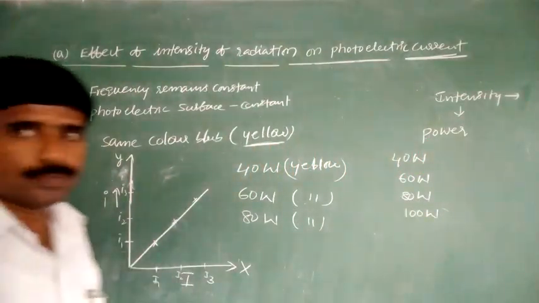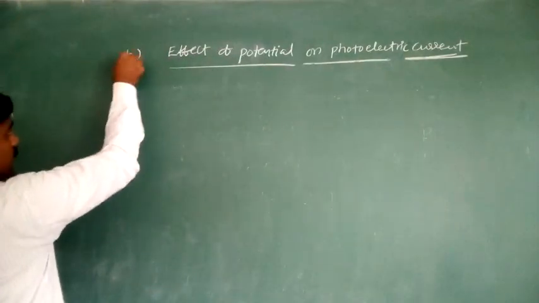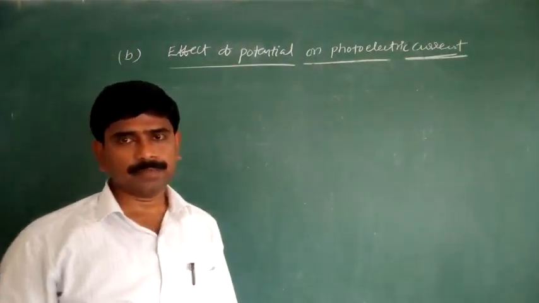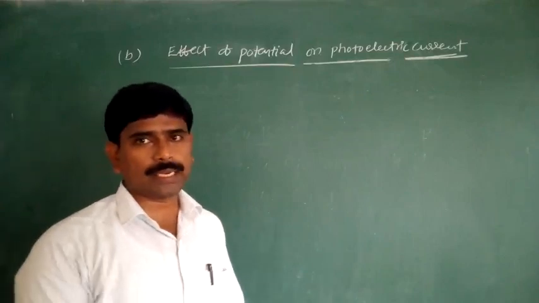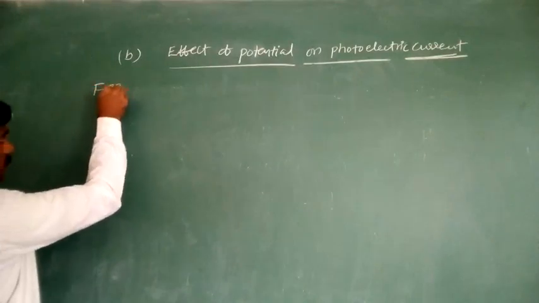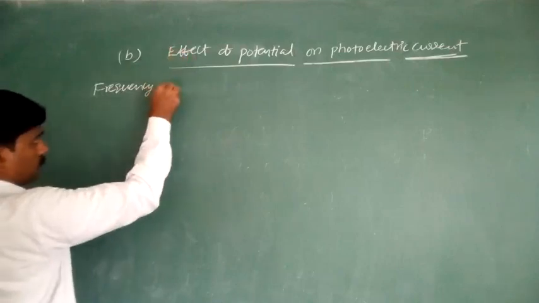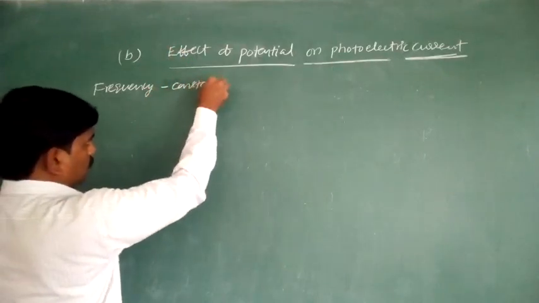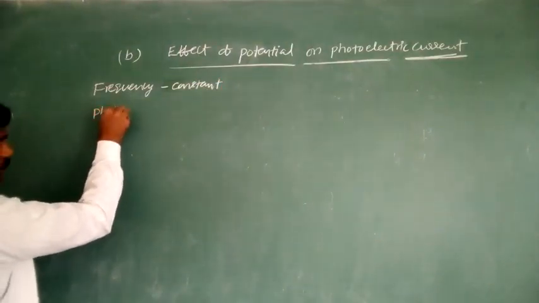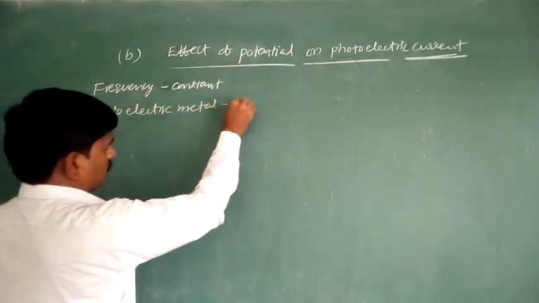Next, the second one: the effect of potential on photoelectric current. Here also the frequency remains constant, and the photoelectric metal is also kept constant.